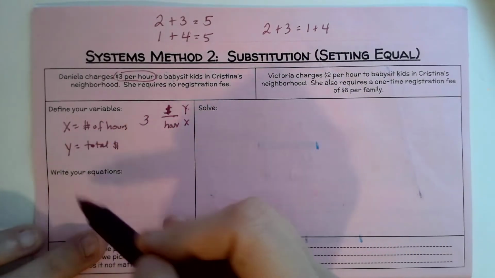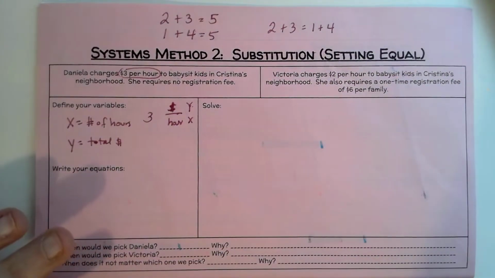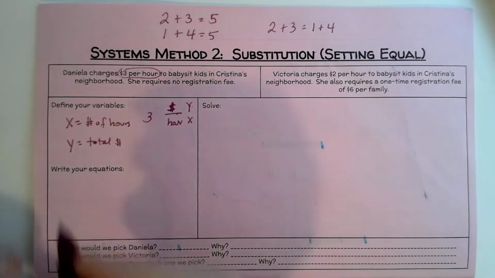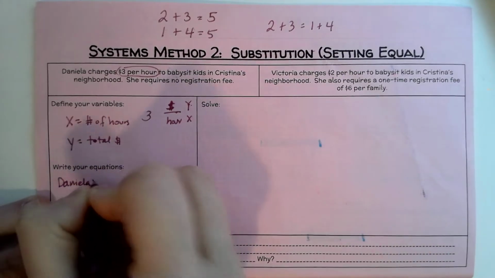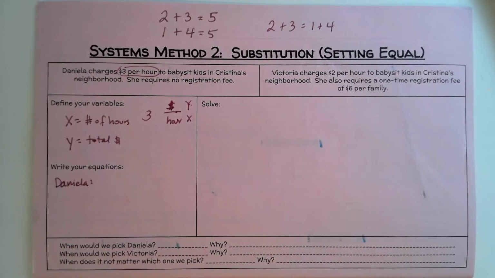Okay, so now that I know what my variables are, I want you to write an equation for Daniela. So I'm just going to label it Daniela, and then I want you to write an equation for Daniela.